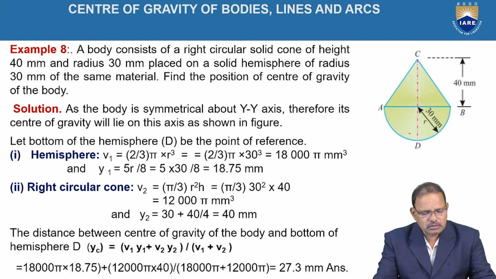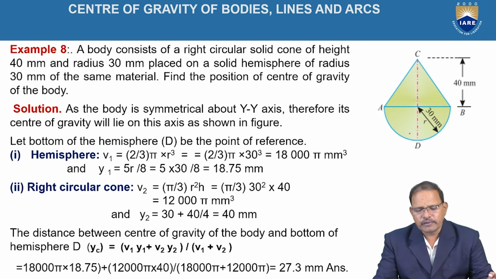And one more problem. A body consists of a right circular solid cone of height 40 mm and radius 30 mm, placed on a solid hemisphere of radius 30 mm of the same material. Find the position of the center of gravity of the body now.